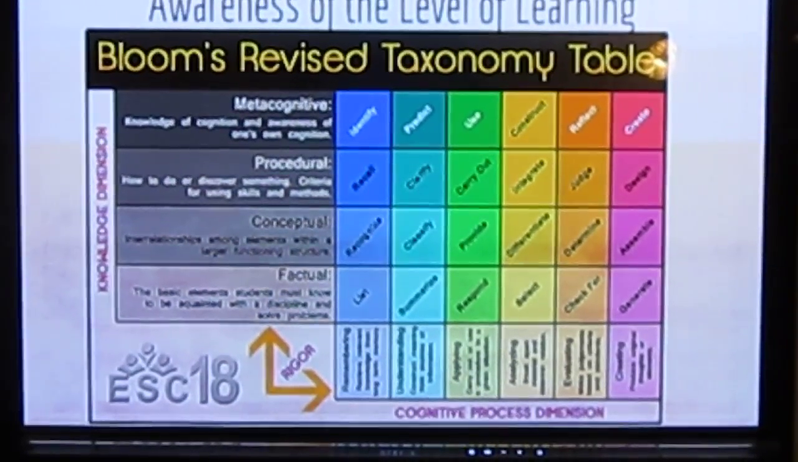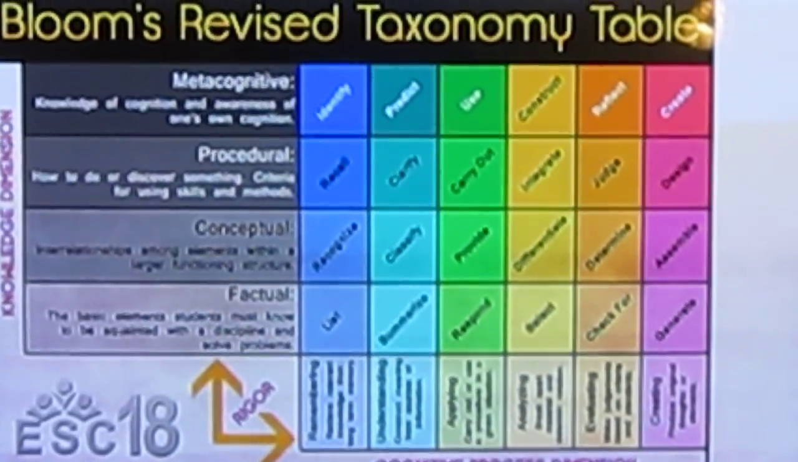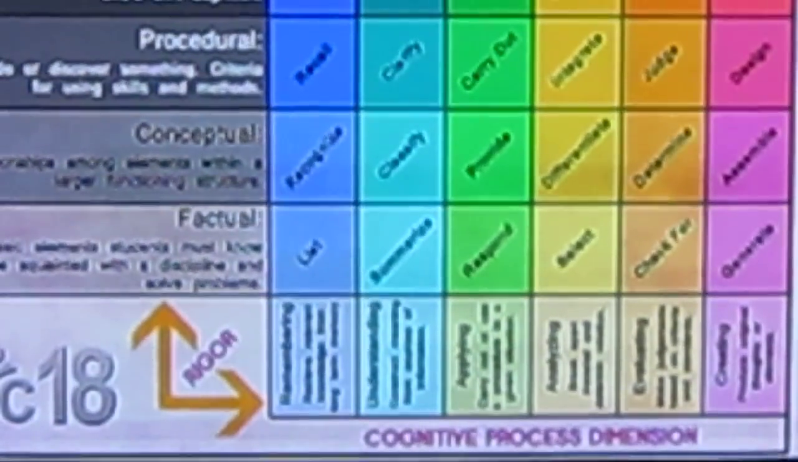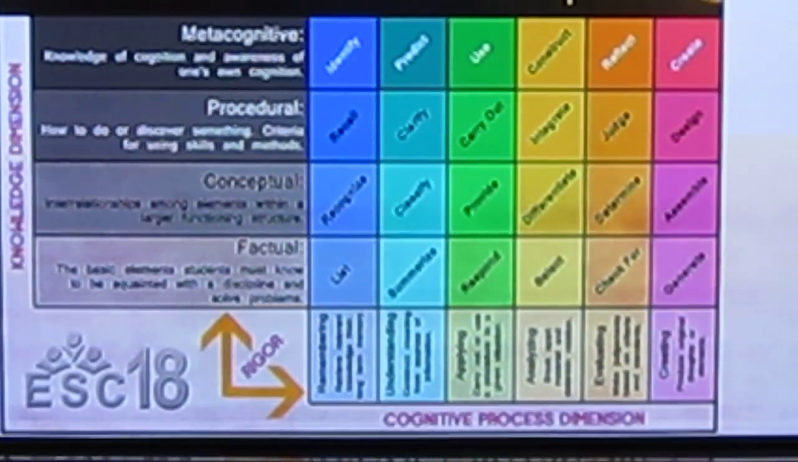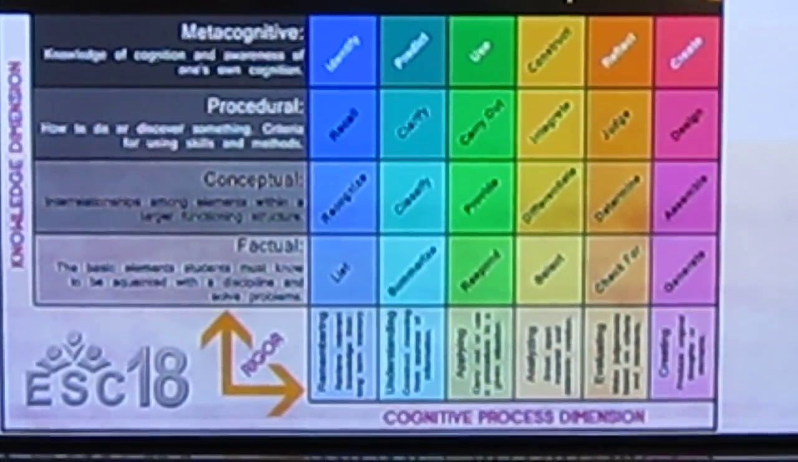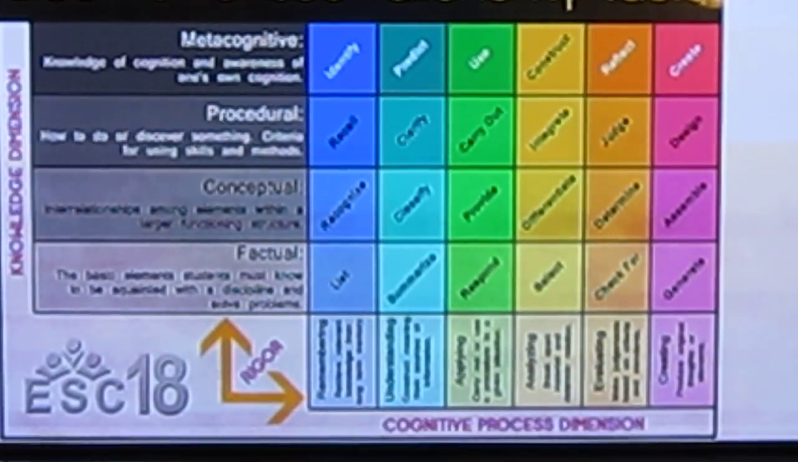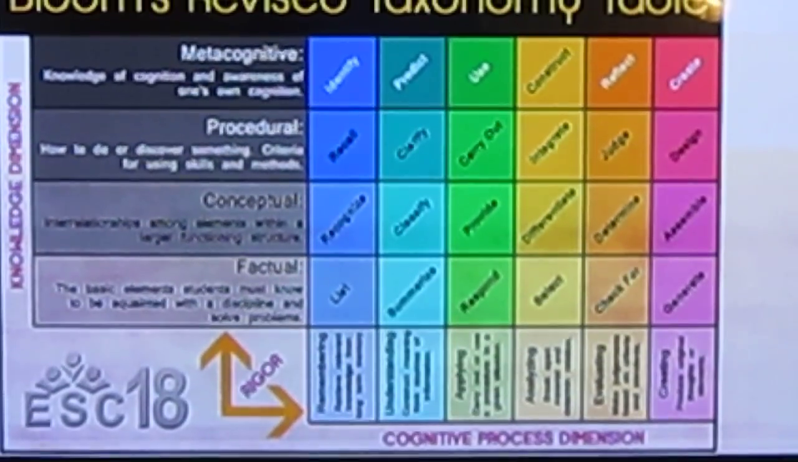You see here factual, conceptual, procedural, and metacognitive. Factual talks about the basic elements students must know. Conceptual are the interrelationships among those basic elements. Procedural knowledge are how to do something, methods of inquiry, and criteria for using skills. Metacognitive knowledge is a knowledge of cognition in general, as well as awareness and knowledge of one's own cognition.